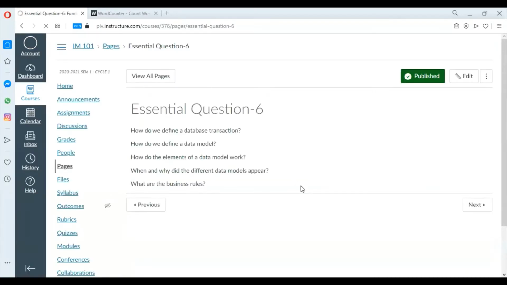this module aims to answer the following questions. How do we define a database transaction? How do we define a data model? How do the elements of a data model work? When and why did the different data models appear? What are business rules? As well as how do we create our own ERD, entity relationship diagram?